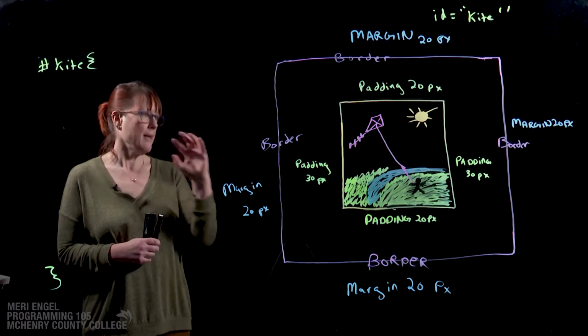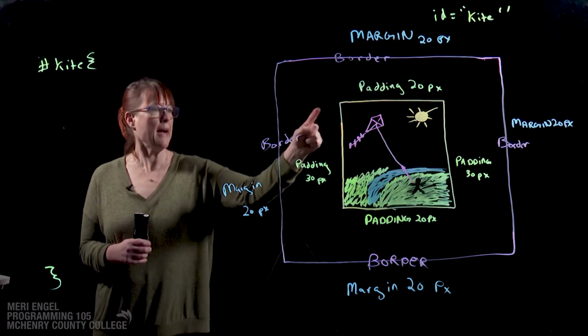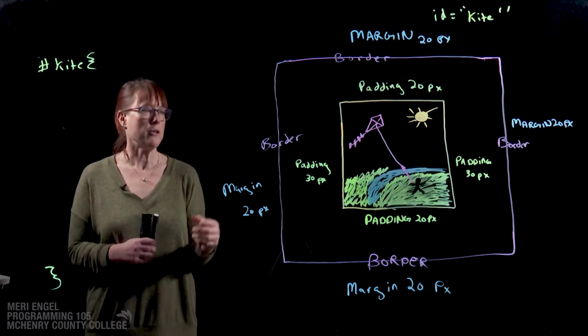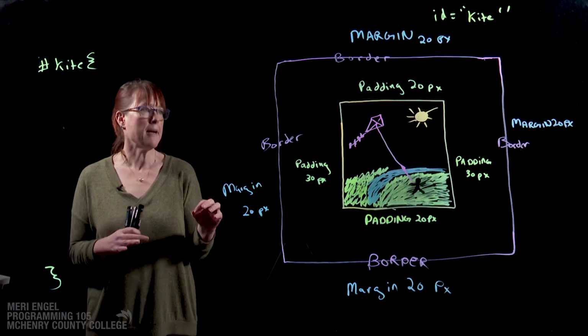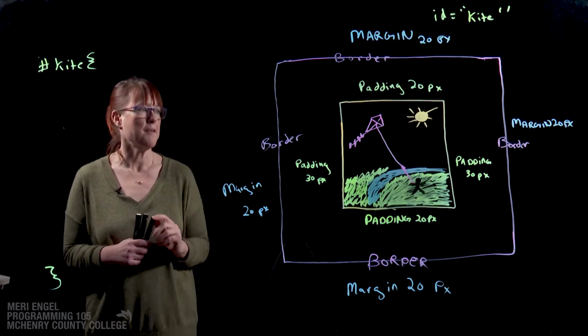It demonstrates that this is the content, and the content is surrounded by padding, a border, and a margin. Those could be set to 0. They may or may not exist, but that's the possibilities. And if they exist, they have to be in that order.